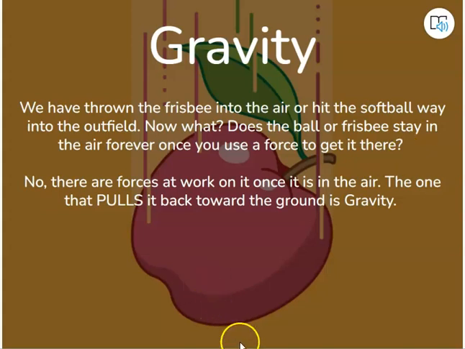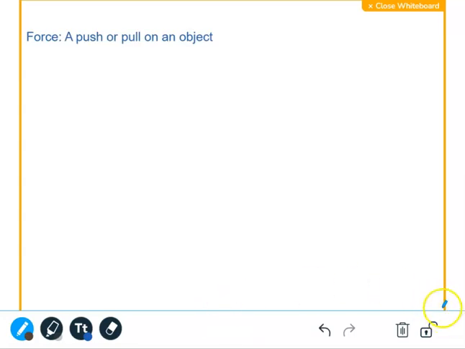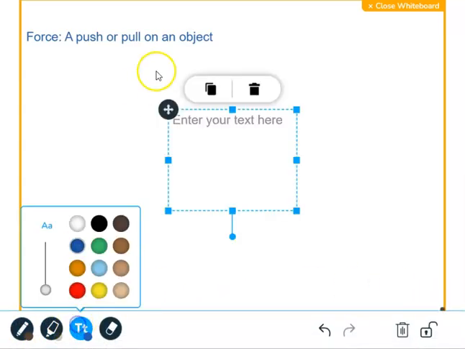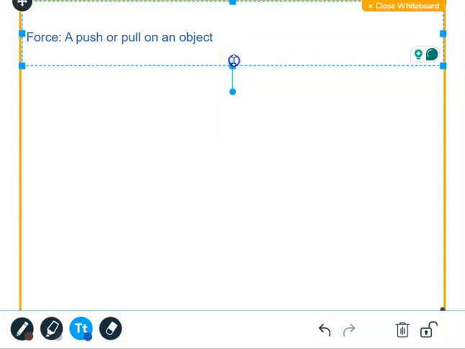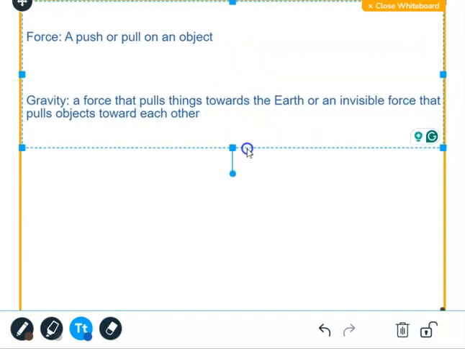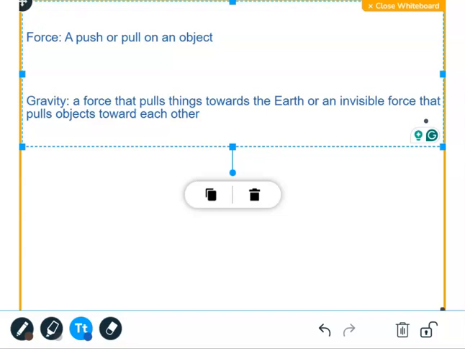So let's get our definition for gravity out here now. Gravity, a force that pulls things towards the earth. That's kind of what Evan was alluding to, like things get pulled towards the ground. It is an invisible force that pulls objects towards each other.